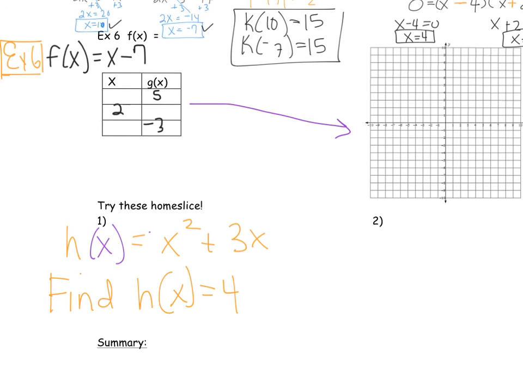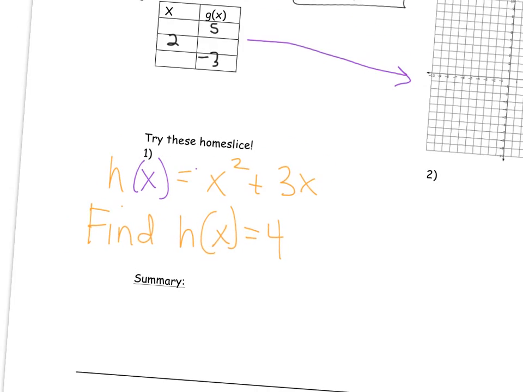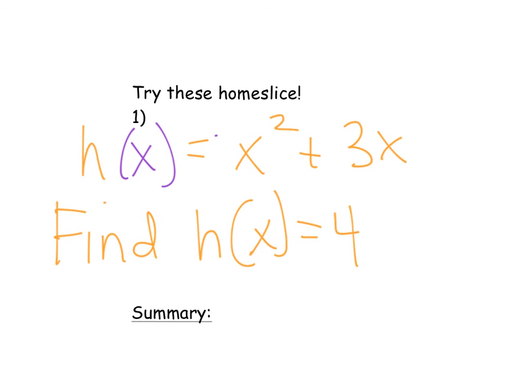And last but not least, I'm just going to give you one example problem instead of two. This problem will see if you can remember how to factor. You can also check your answer on Desmos. Don't use Desmos just to give you the answer. Use it to help you get to the answer and help get to the process of factoring. So h of x is equal to x squared plus 3x. Find h of x equal to 4.